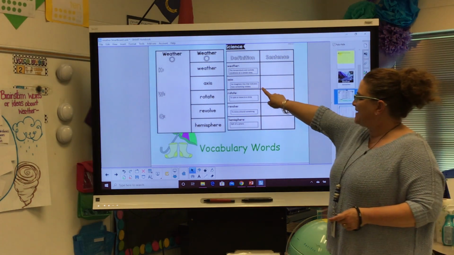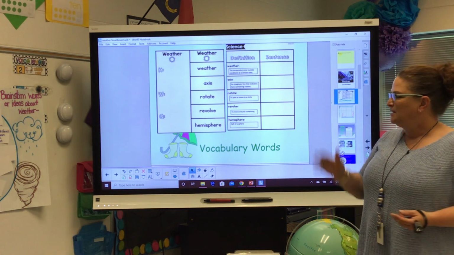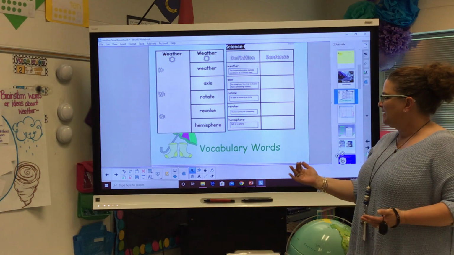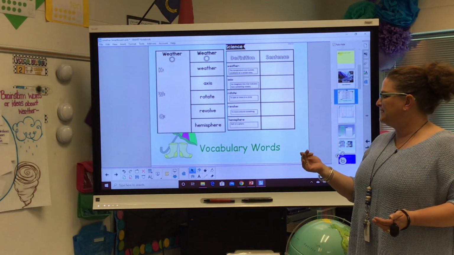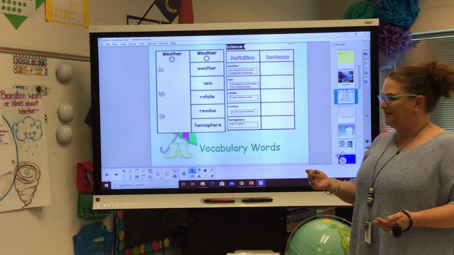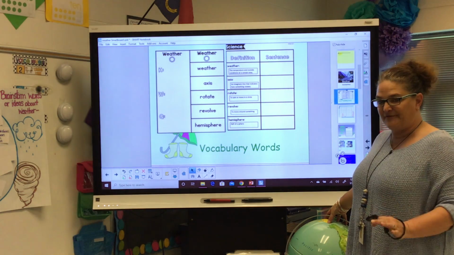Okay, so the axis is the imaginary line that indicates how something rotates. So it's an imaginary line in the middle. Rotate is to spin or move in a circle, and revolve is to move around something. Okay, and then hemisphere is that half of the sphere, the half of the circle.